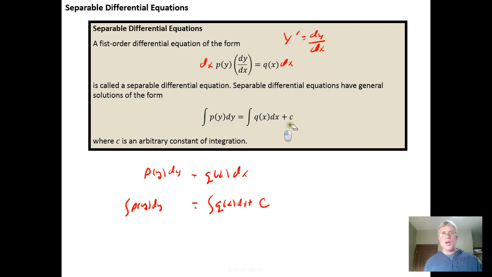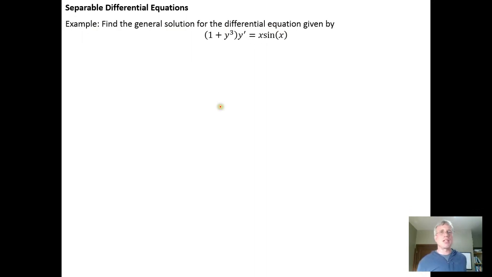When we solve a differential equation and we wind up with the constant of integration, the solution that we get, we call it the general solution. So here's an example. It says find the general solution, which means that our solution is going to have the constant of integration in it. We don't have enough information to find a specific value for that constant of integration. So find the general solution for this differential equation.